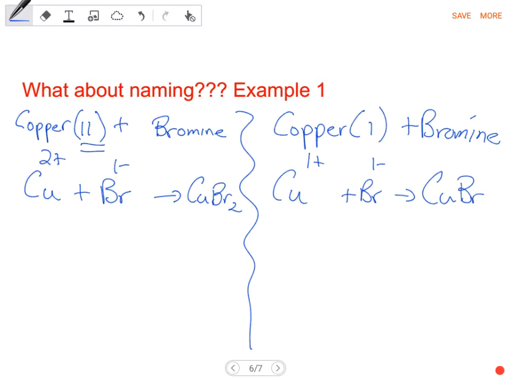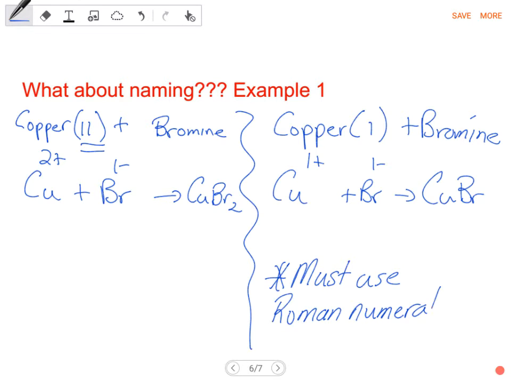So when you have multivalent ions, you must use Roman numerals to communicate which ion you're using.